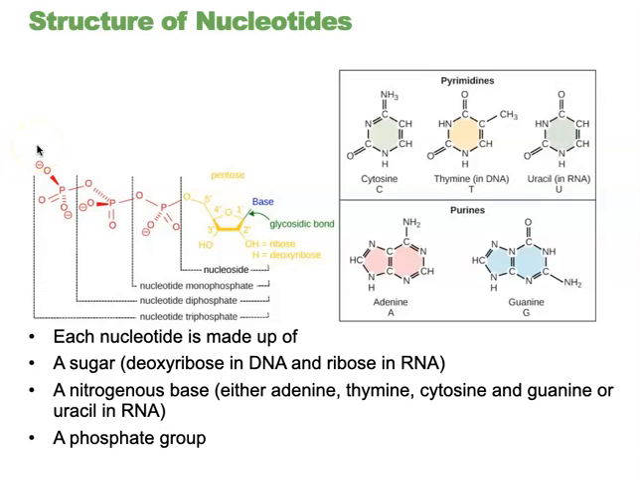Together, you break them apart into two families. You have the pyrimidines, which are uracil for RNA, thymine, and cytosine. Our purines, which are adenine and guanine. And remember, these are going to form complementary base pairs. Adenine binds to thymine, guanine binds to cytosine.